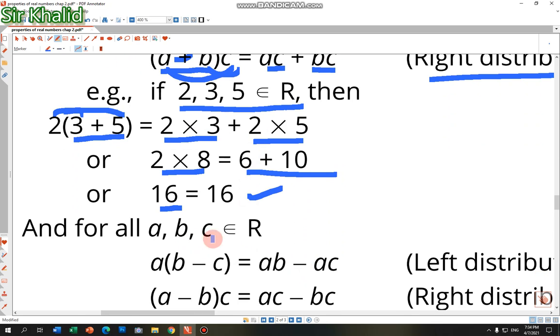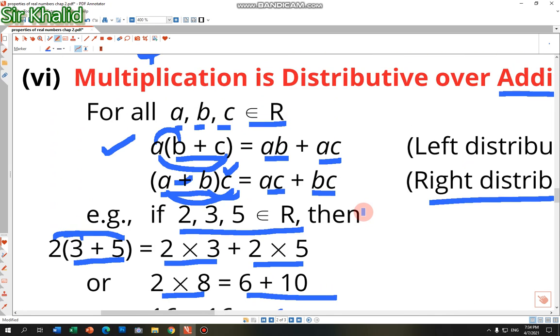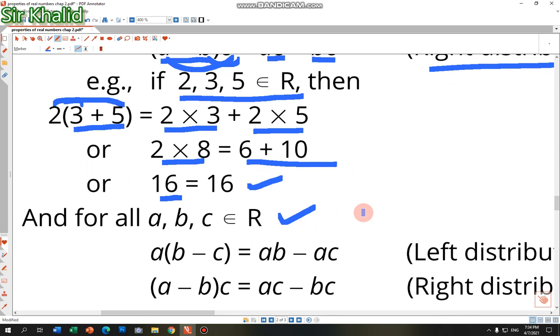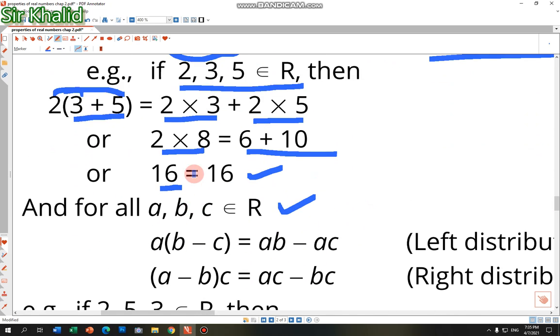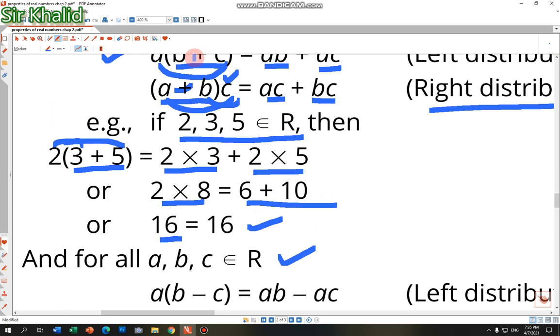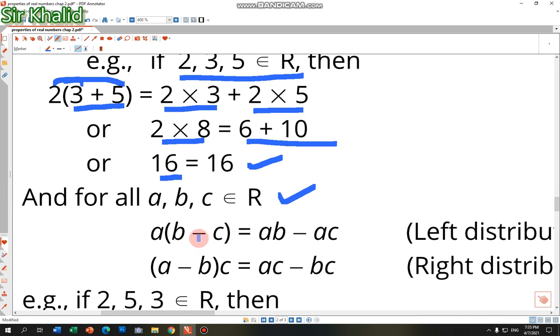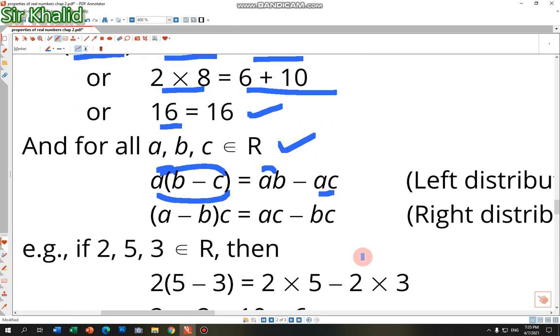For all a, b, c belonging to the real numbers, multiplication is distributive over subtraction also. You just have to change the sign. In place of plus, you put minus. It's ab minus ac. This is the left distributive law. And if I put c on the right-hand side, I include a minus b within the bracket, this is ac minus bc.